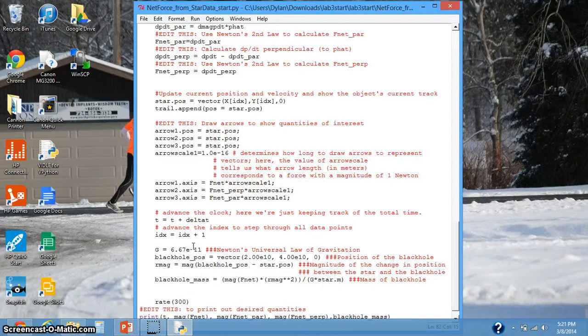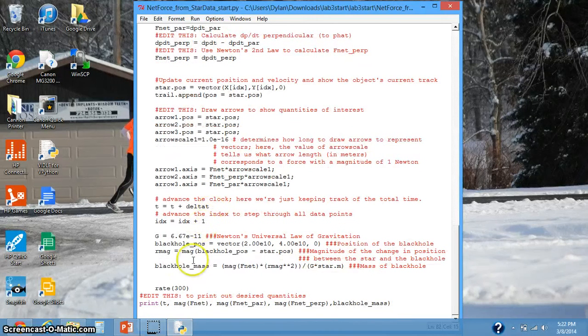The arrows that were used here represent Fnet, Fnet perpendicular, and Fnet parallel, and are shown in the visual window as the code is run. You should note that this second output of the print statement is the magnitude of the net force, which will be used to calculate the mass of the black hole.